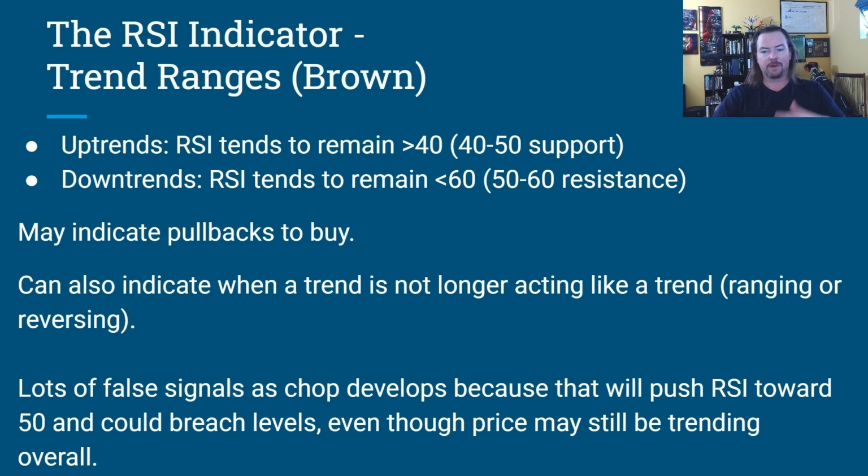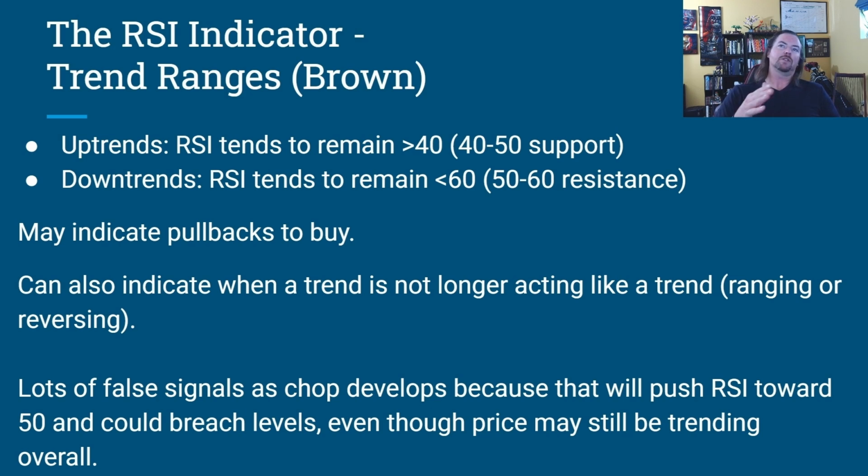In a downtrend, maybe you'd look to sell when the RSI bounces up into that 50, 60 area and has had a tendency to roll back over. It can also just indicate when a trend's no longer acting like a trend, you're moving more into choppy trading, ranging trading, potential reversal. Lots of false signals again as chop develops, because that will push the RSI toward 50. It could breach levels even though price may be trending overall.